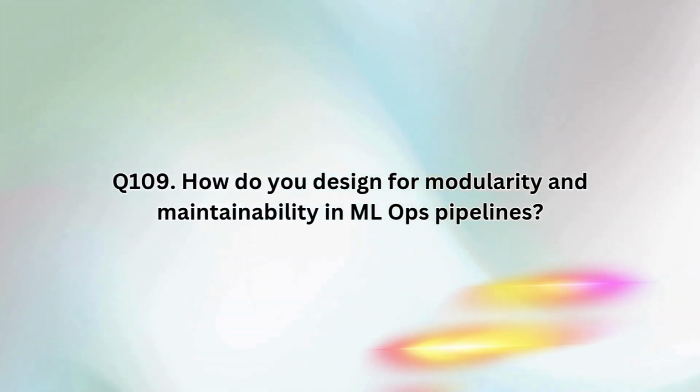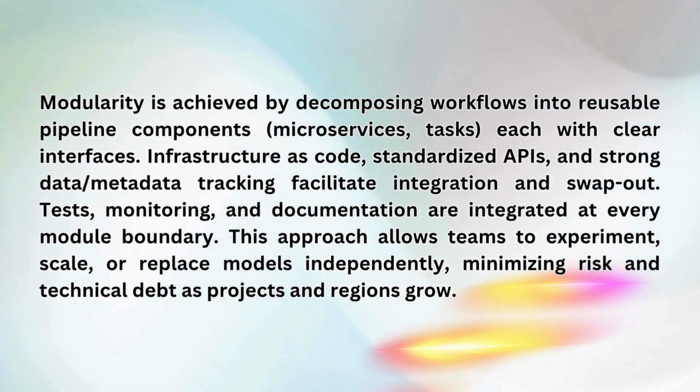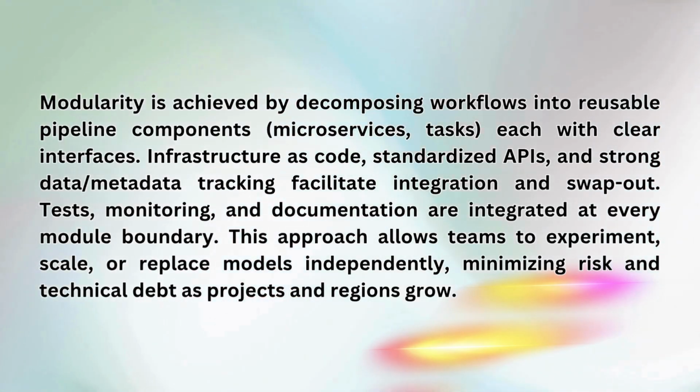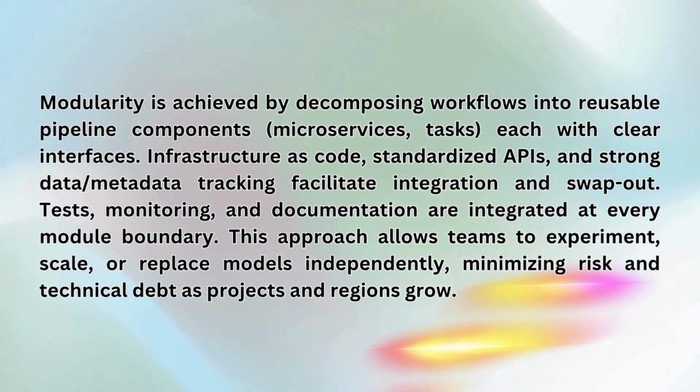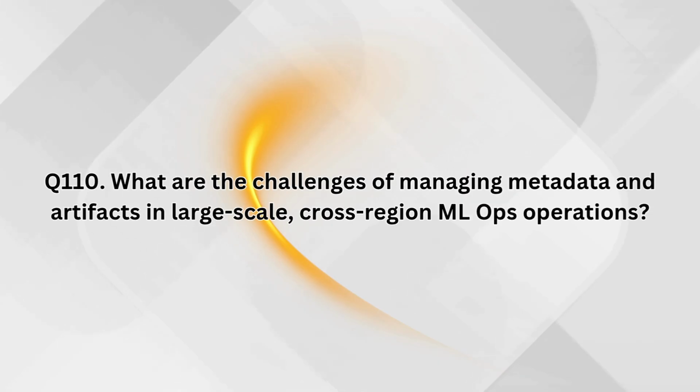How do you design for modularity and maintainability in ML Ops pipelines? Modularity is achieved by decomposing workflows into reusable pipeline components, like microservices, tasks, each with clear interfaces. Infrastructure as code, standardized APIs, and strong data/metadata tracking facilitate integration and swap out. Tests, monitoring, and documentation are integrated at every module boundary. This approach allows teams to experiment, scale, or replace models independently, minimizing risk and technical debt as projects and regions grow.